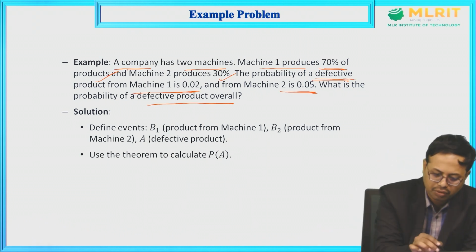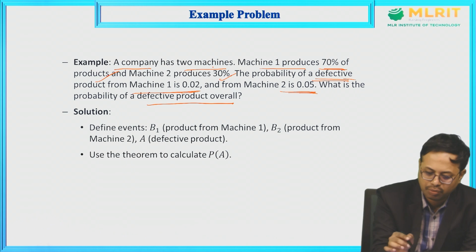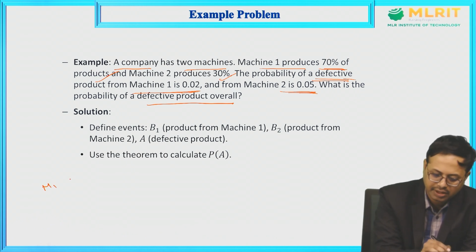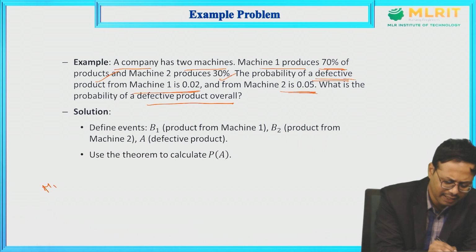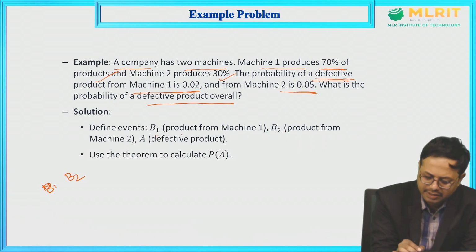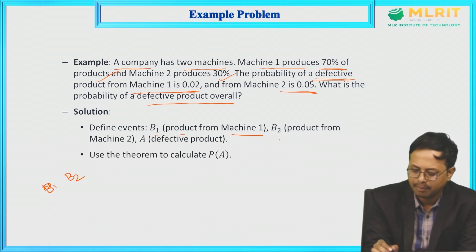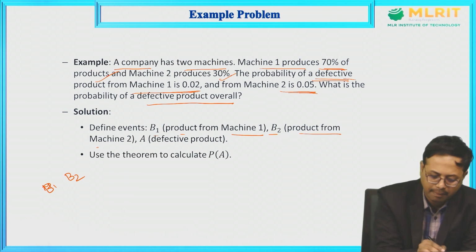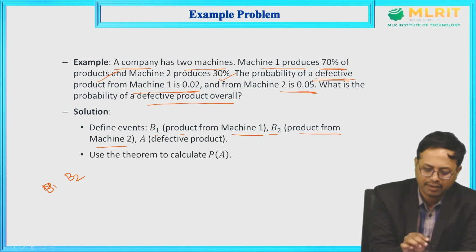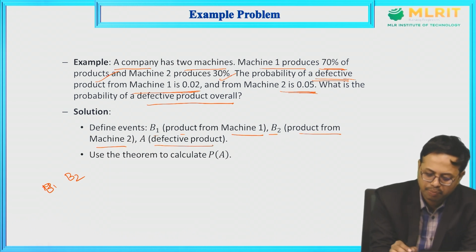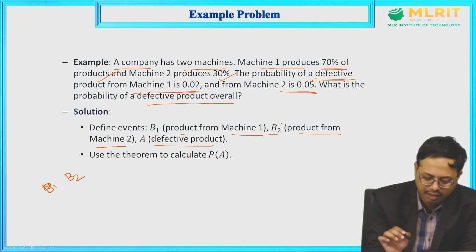Read the question. A company has two machines. Given data: you have two machines, machine 1 and machine 2. Here I will define the events B1 and B2. B1 represents product from machine 1. B2 represents product from machine 2. And what is the common factor of both? Defective product: defective product from B1 and defective product from B2.